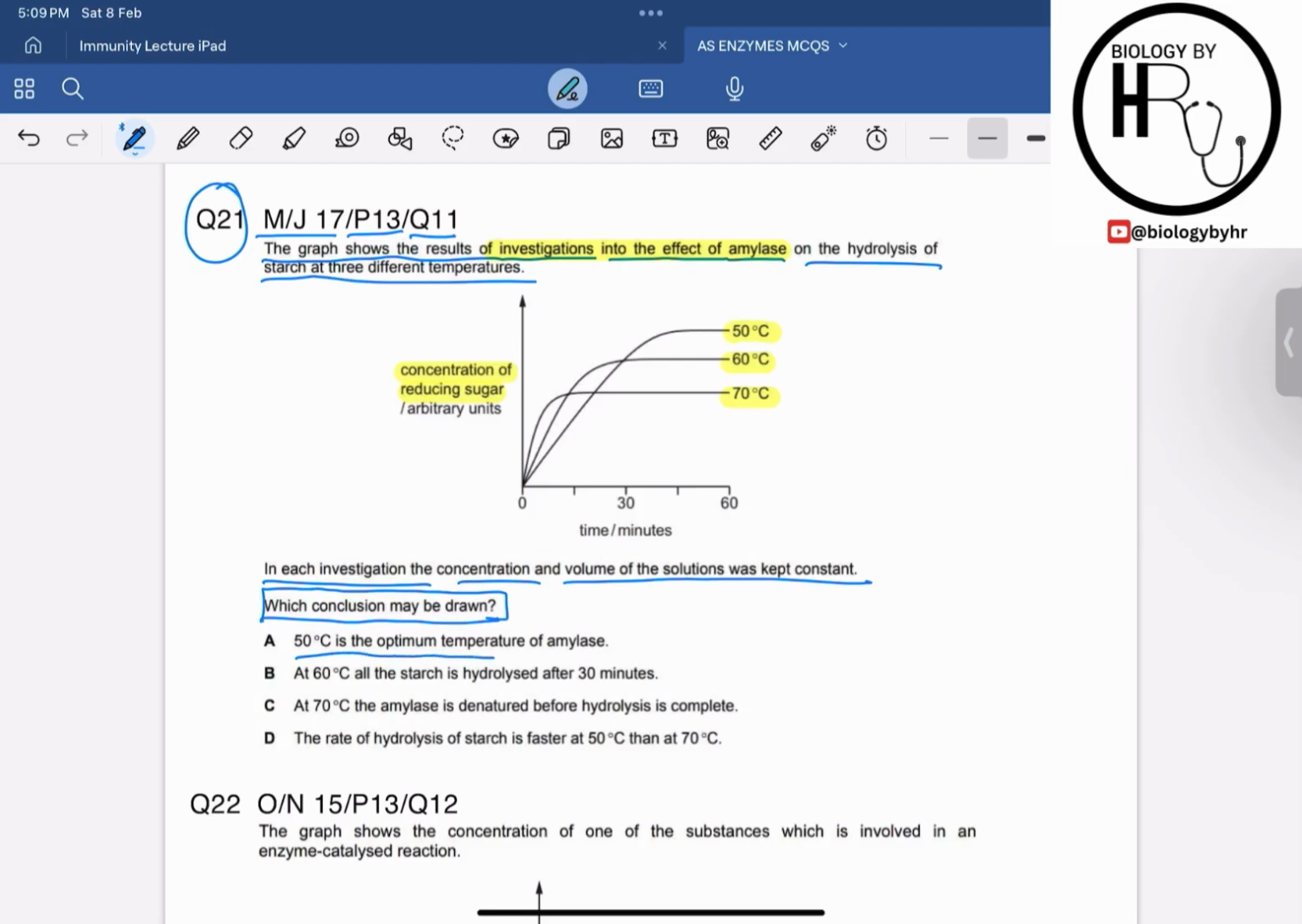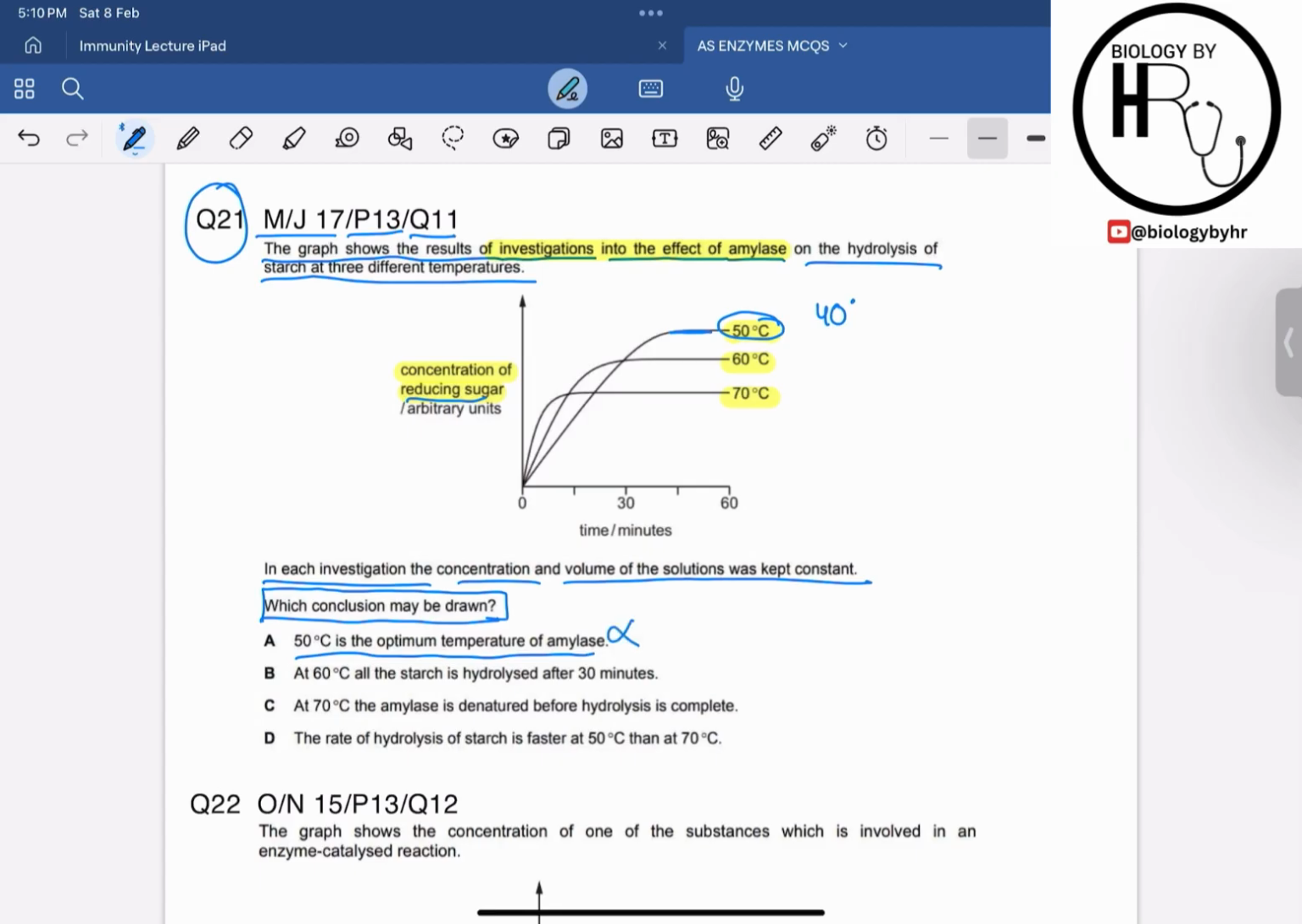50 degrees Celsius is the optimum temperature of the amylase. Alright, we can say that it is the optimum temperature of the amylase. Why? Because we can see over here that the concentration of the reducing sugar is hitting its maximum at only 50 degrees Celsius. But we never know that maybe at 40 degrees Celsius it may hit even further, right? The concentration of the reducing sugar may be even more than what is there at 50 degrees Celsius. This can also be the case, right? So we cannot comment on the optimum temperature of the enzyme amylase. This conclusion cannot be drawn from the graph. So hence statement A is incorrect.